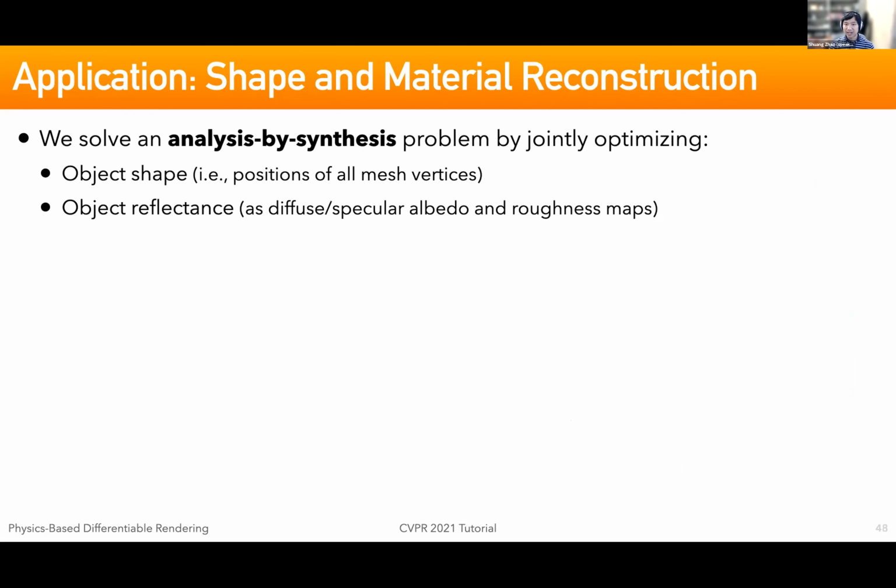So here we use a mesh-based representation, and also object reflectance. This is captured with spatially varying albedo and roughness. So we have several textures to optimize as well. As you can imagine, since we used pretty fine meshes and also high resolution maps, we get more than 1 million parameters. So that's a lot, a very high dimensional optimization problem.